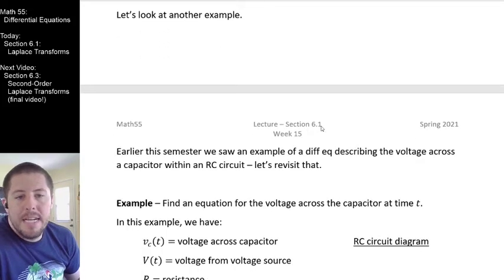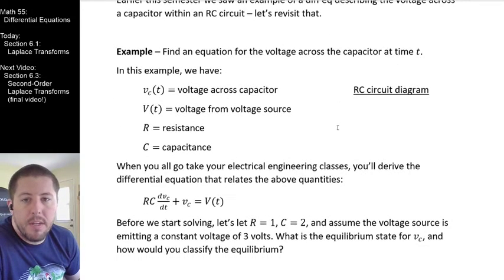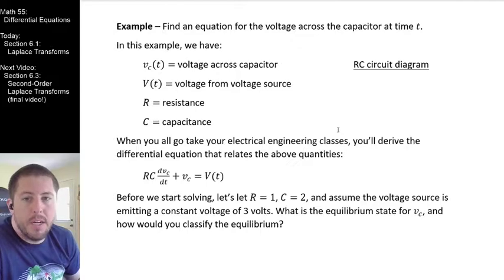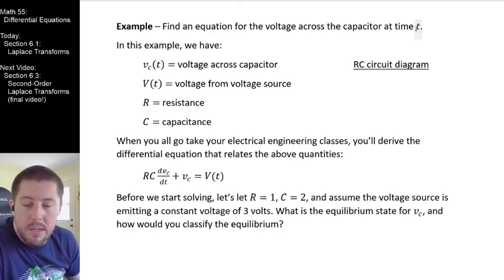Earlier in the semester, we did an example of a differential equation describing the voltage across a capacitor with an RC circuit. Let's revisit that example here. So here's our example that we're going to do here. I've got to draw my RC circuit diagram. I didn't do that. What we want to do is find an equation for the voltage across a capacitor at time t. So at some time in the future t, how many volts are going across a capacitor within an RC circuit? Once I draw the RC circuit, that'll make a little bit more sense.